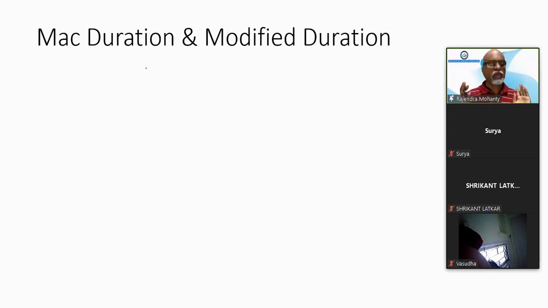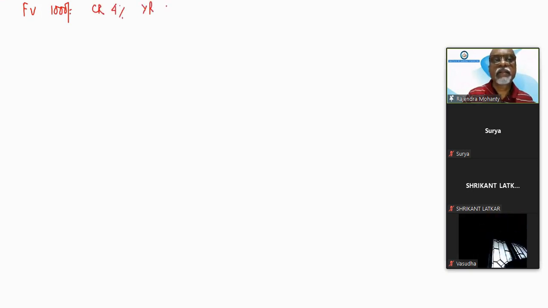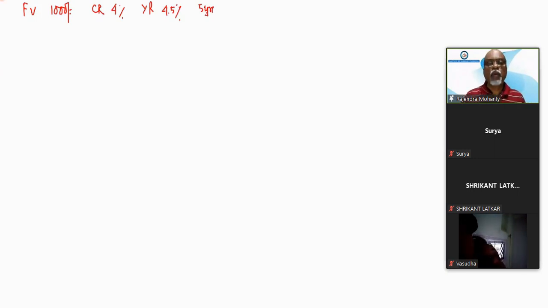So be focused on these questions. These questions are 100% coming. So the first thing is an example: a 5-year bond, face value 1000 rupees, coupon rate 4% payable annually, yield rate 4.5%. Okay, so just write it down in your book. Face value is 1000 rupees, coupon rate is 4%, yield rate is 4.5%, and this is issued for a period of 5 years.